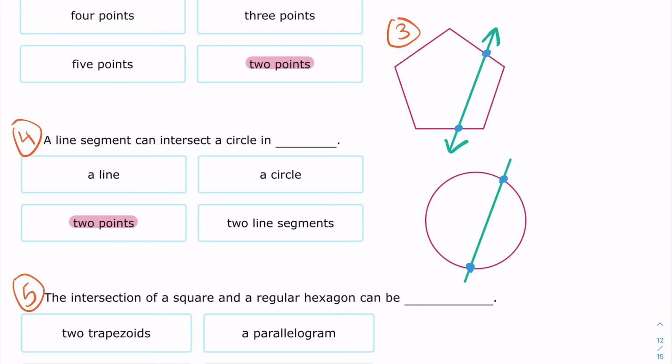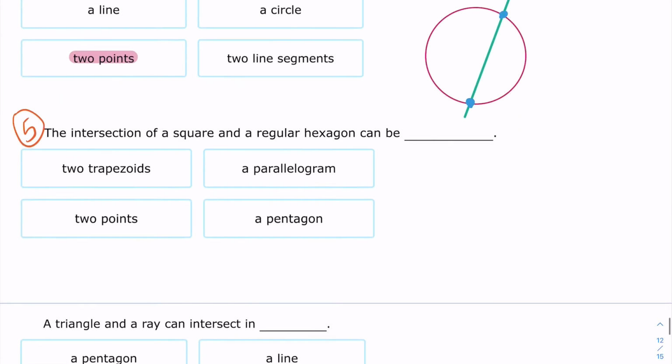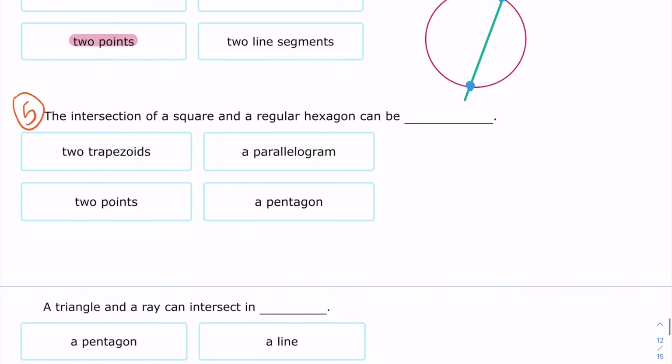All right, so now the next one, intersection of a square and a regular hexagon. All right, let me draw the regular hexagon. Oh, didn't recognize it. I don't blame it. That wasn't the best picture. Nope. Yeah, let's try again.